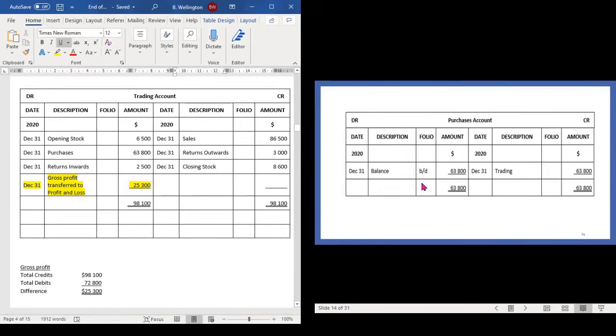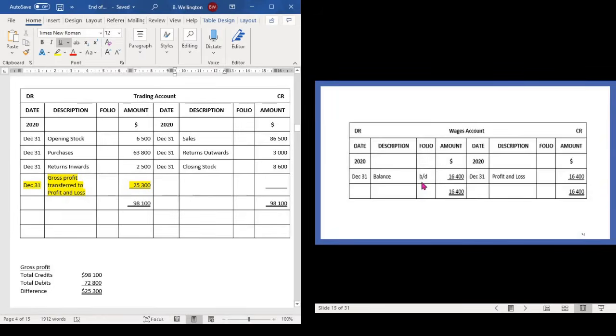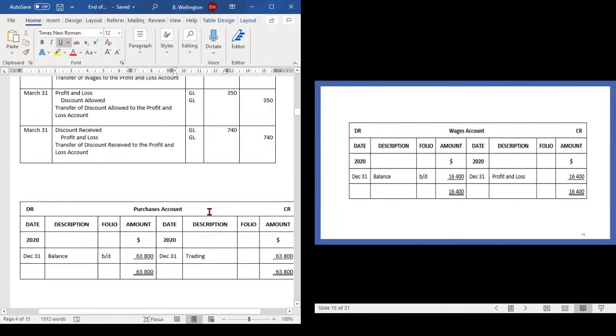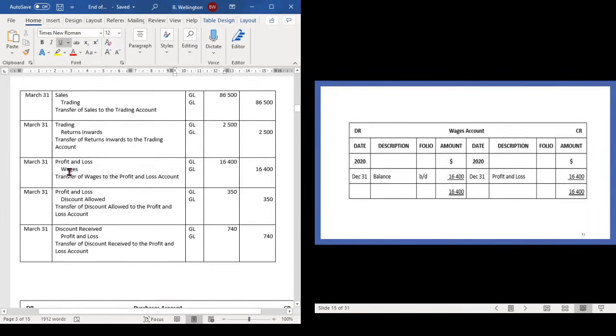Let's look at another account. This time, let's look at the wages account. Here it is. Remember we said wages is an expense, so it would have had a debit balance on it. But we are not going to transfer it to the trading account. We're going to transfer it to the profit and loss account, just like our journal entry had said. Let's find that journal entry. Here it is. Debit the profit and loss account with the $16,400 and credit wages with the $16,400.